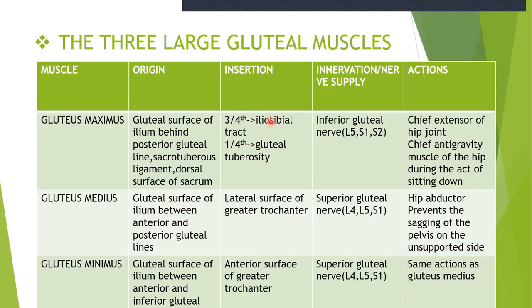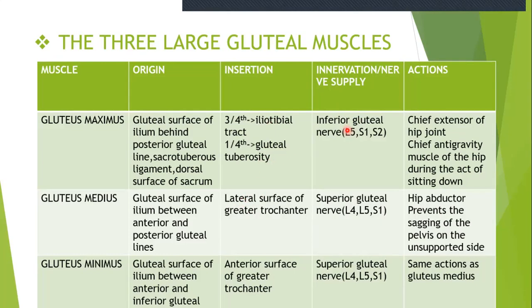The iliotibial band is the thickening of the deep fascia of the thigh. The deep fascia of the thigh is known as the fascia lata. So the fascia lata is usually thickened laterally to form the iliotibial band, which inserts into the Gerdy's tubercle on the tibia. Maybe we'll look at that another time. But 3/4 of the muscle fibers of Gluteus Maximus are usually inserted there.